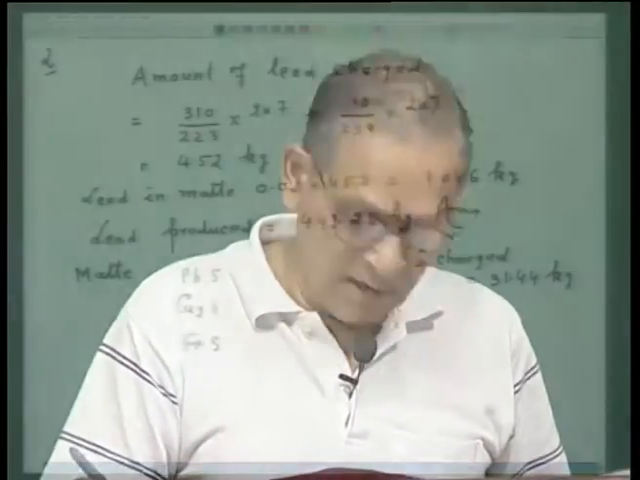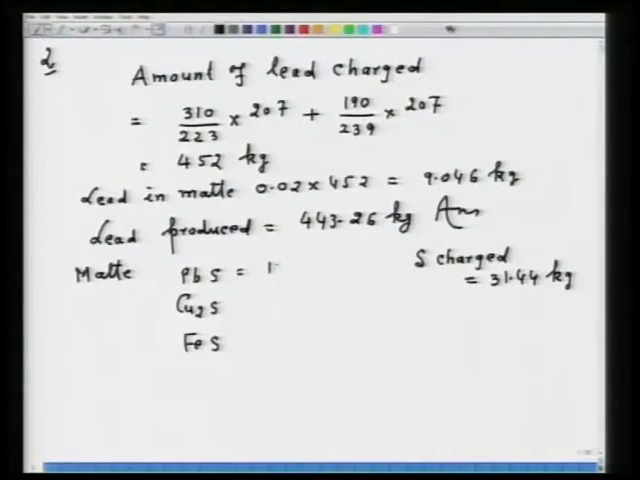So, the amount of PbS will be equal to 10.44 kg, Cu2S will be 30 kg, and FeS will be 66.1 kg. I hope you can calculate. So, we can calculate the amount of PbS. From the amount of PbS, you will calculate how much sulfur is with PbS, Cu2S you can calculate, and balance sulfur with the iron, and that is where you can calculate the amount of FeS.